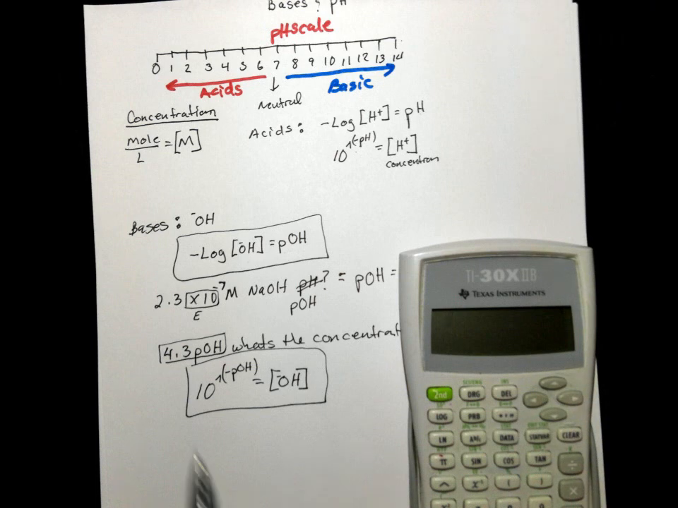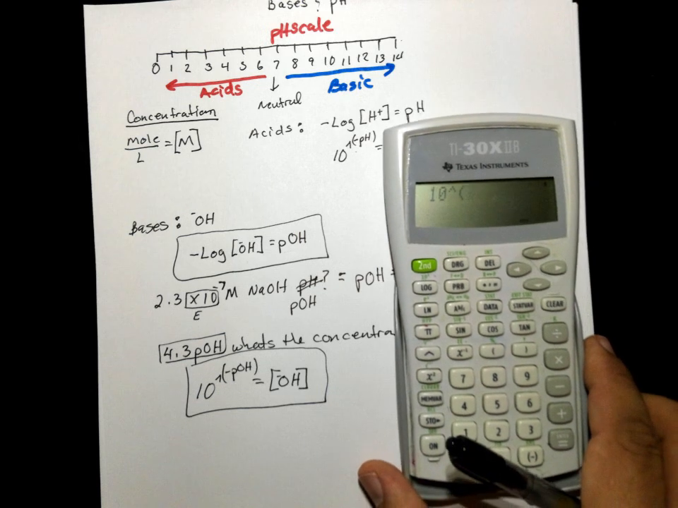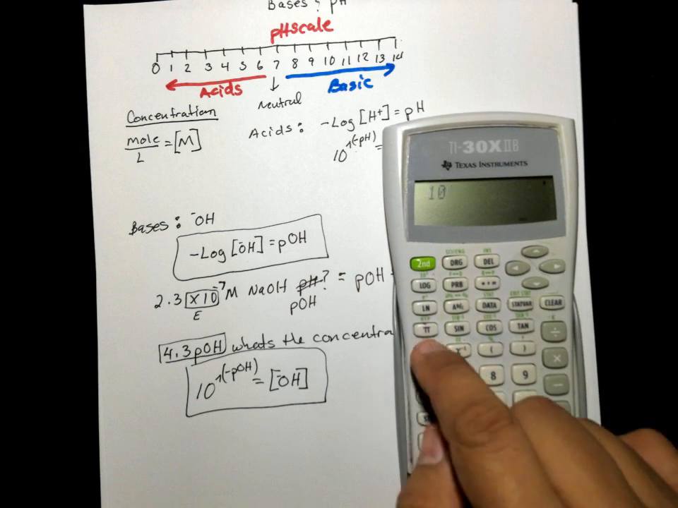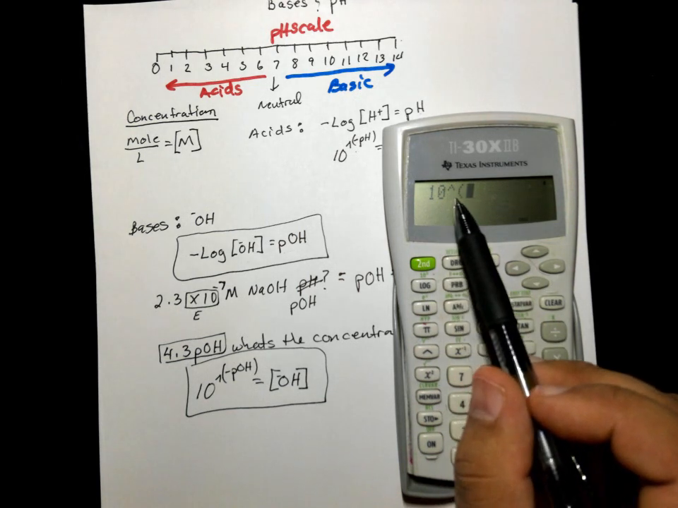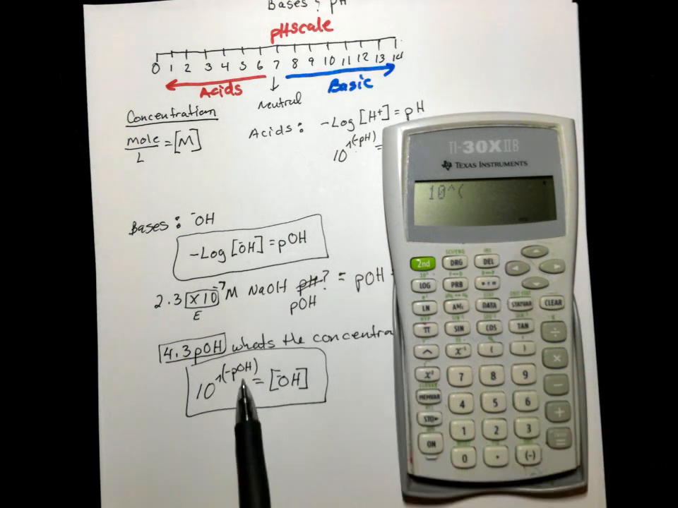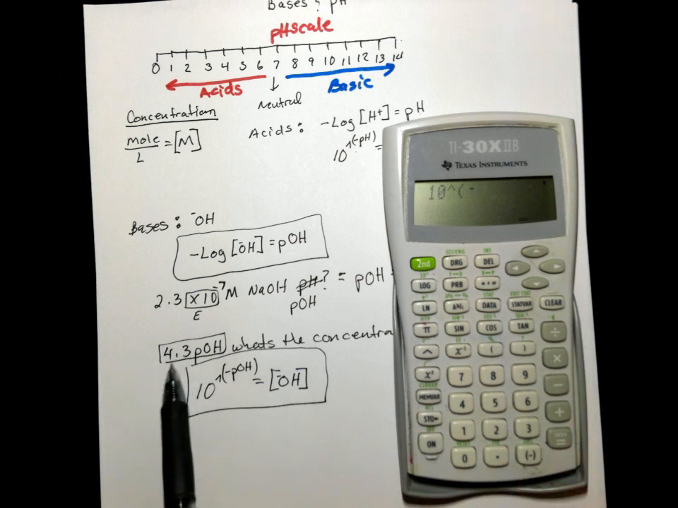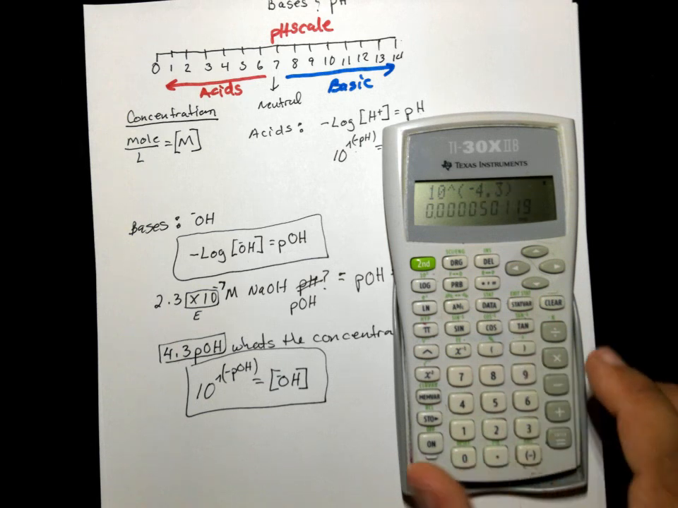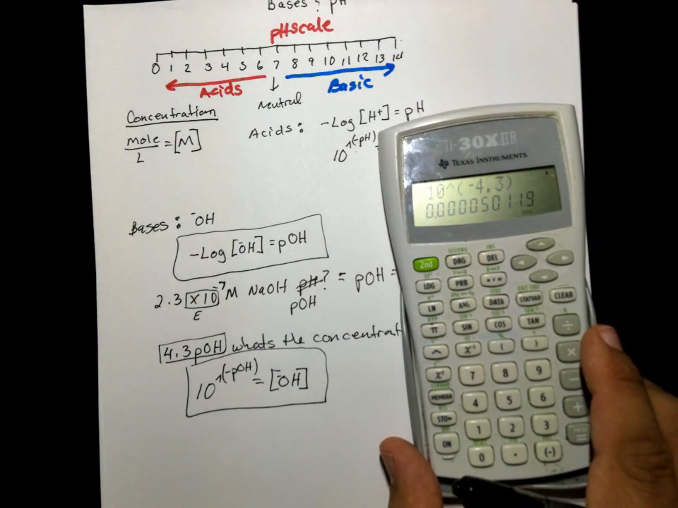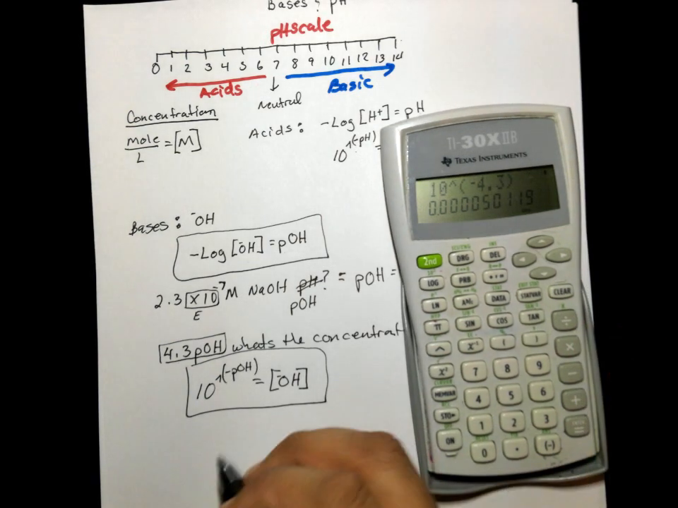So our pOH is 4.3. I went 10 up caret, open parentheses, so you see I got that 10 to the power of whatever. Now I got to enter in the negative pOH. So I'm going to hit the negative button, and what was my pOH they gave me? They gave me 4.3. So I'm going to enter in 4.3, close the parentheses, and hit equal. And now I got my concentration, 0.00005 molar solution.